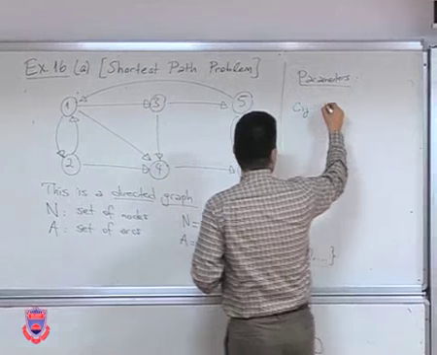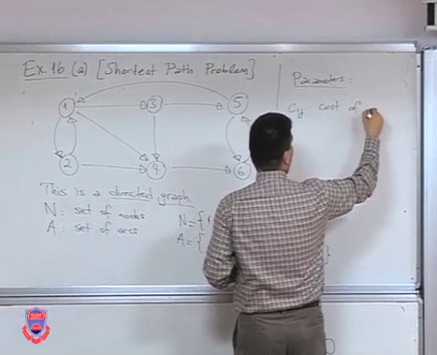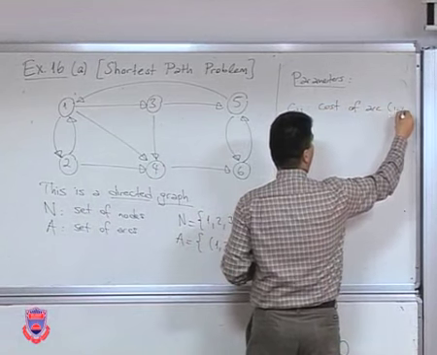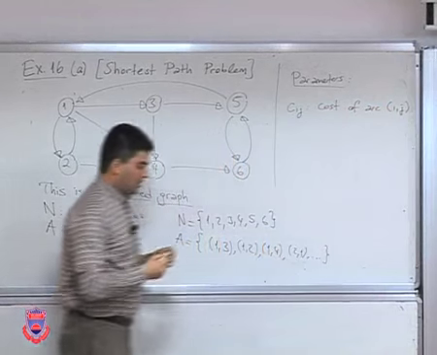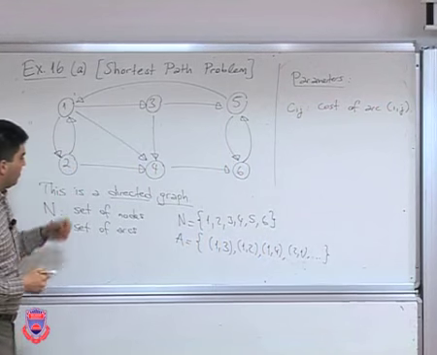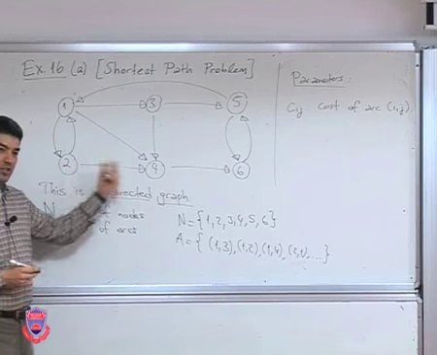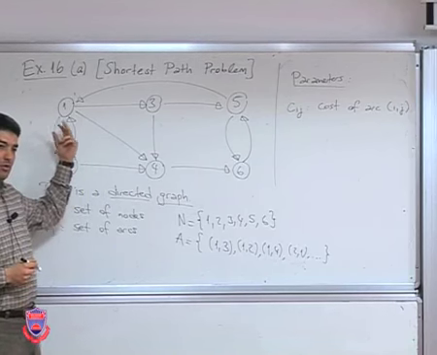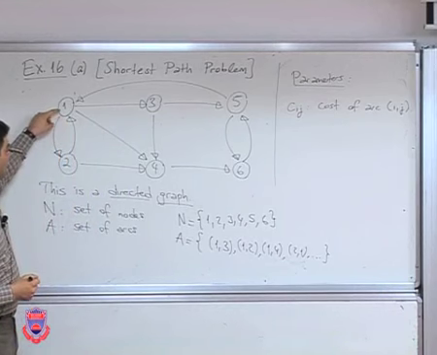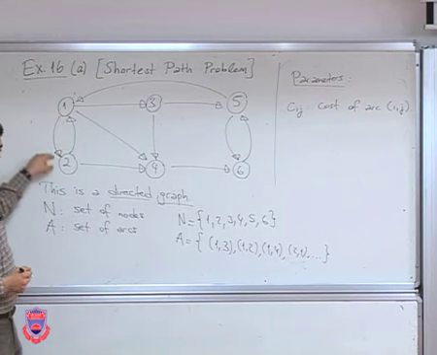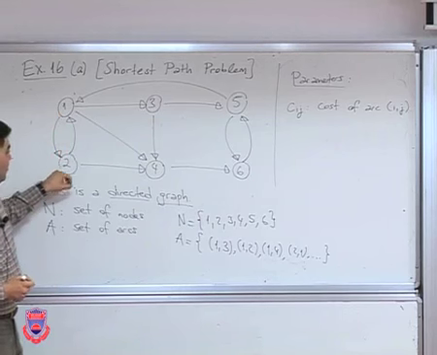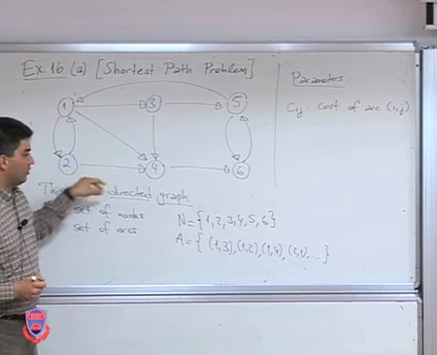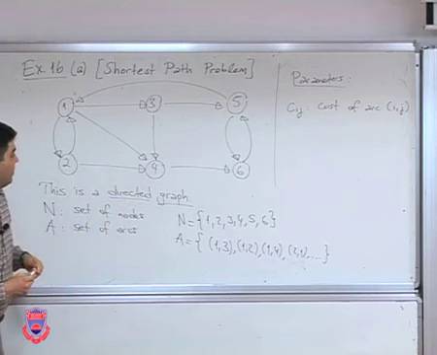So Cij is the cost of arc ij. What do I mean by this? For example, if you view this as a transportation network, you can think of Cij as the length of the road. C12 is the length of the road from 1 to 2. Similarly, C24 is the length of the road from 2 to 4, in kilometers or whatever.